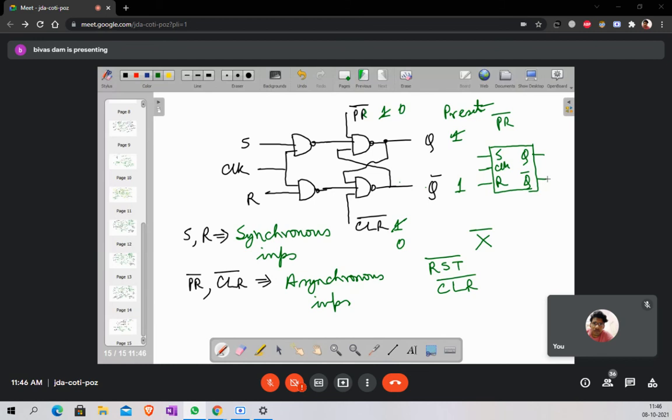This is a block diagram of an SR latch without asynchronous inputs. And with asynchronous inputs, it will look something like this. This is the block diagram of one SR latch with asynchronous set and clear inputs. Oh, by the way, this PR is also sometimes called the set input.